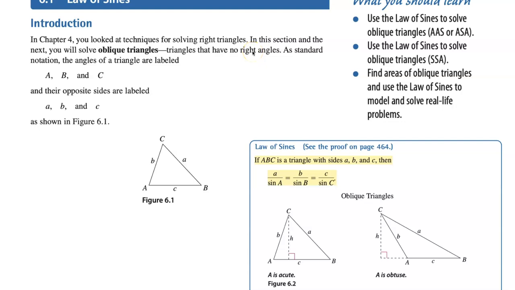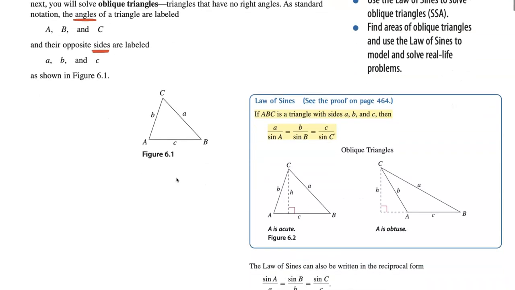Those use SOHCAHTOA, a squared plus b squared equals c squared, but we're going to try to solve non-right angle triangles. Law of sines is one of the first ways we're going to do it. First we need to know how to label a triangle. Capital letters are the angles, and lowercase letters are the sides, and they go across from each other. So here, angle A is across from its side a, angle C, side c.